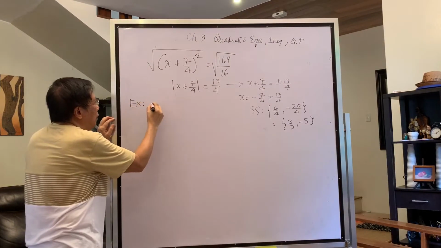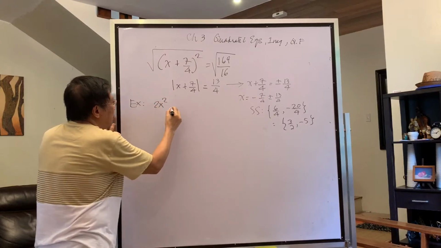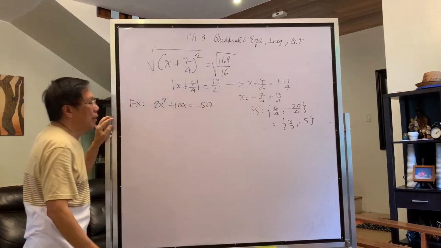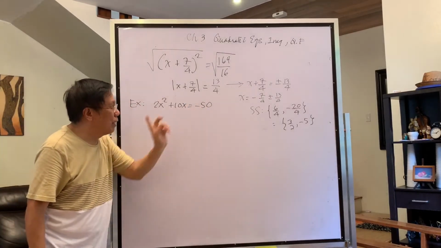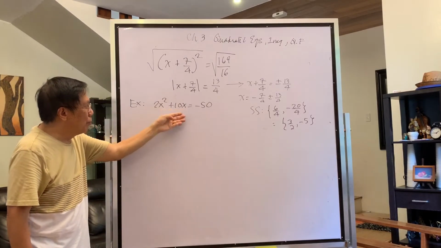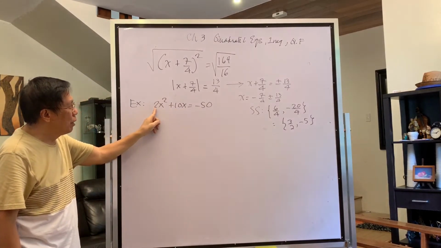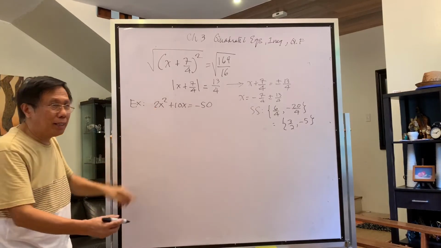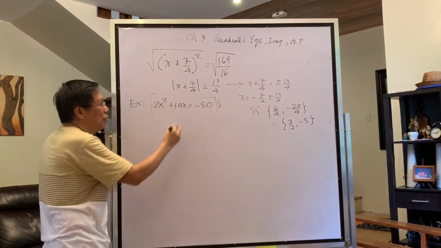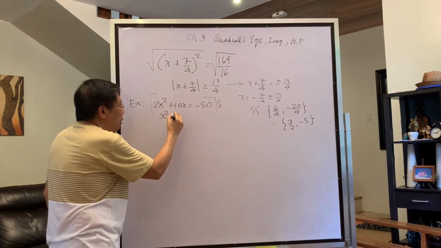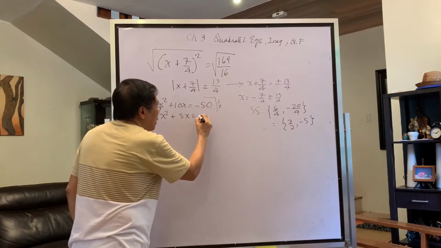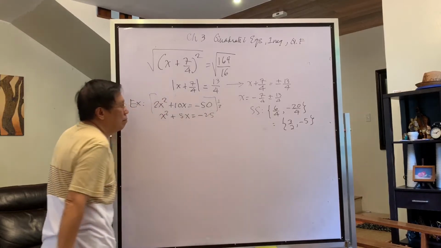Let's have another example. Suppose we have 2x squared plus 10x equals negative 50. Here, the constant term is already on the other side. Instead of completing the square here now, we need to have this coefficient equal to 1. You guessed it, we will apply MPE by 1/2. So we will come up with x squared plus 5x equals negative 25.